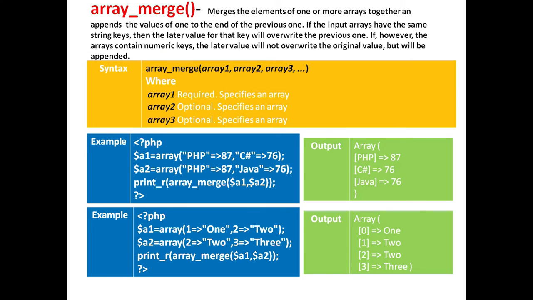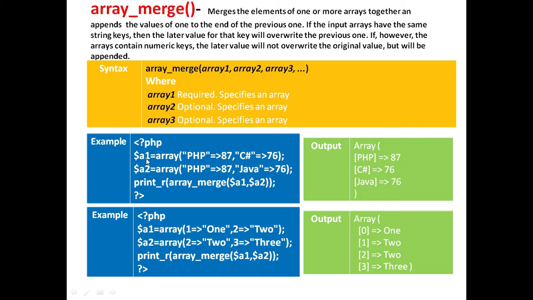Next is array_merge, which merges the elements of one or more arrays together and appends the values of one to the end of the previous one. If the input arrays have the same string keys, then the latter value for that key will overwrite the previous one, and if the array contains numeric keys, the latter value will not overwrite the original value, but it will be appended.